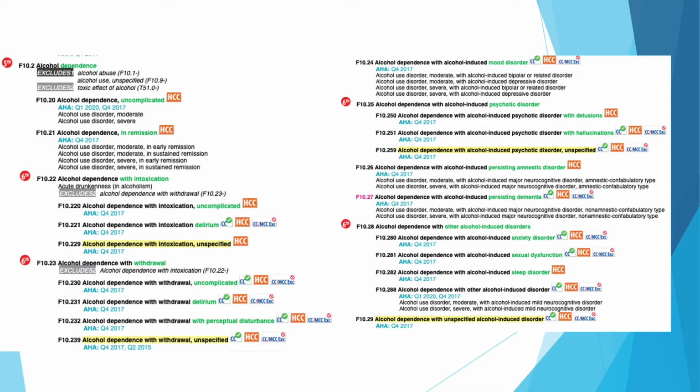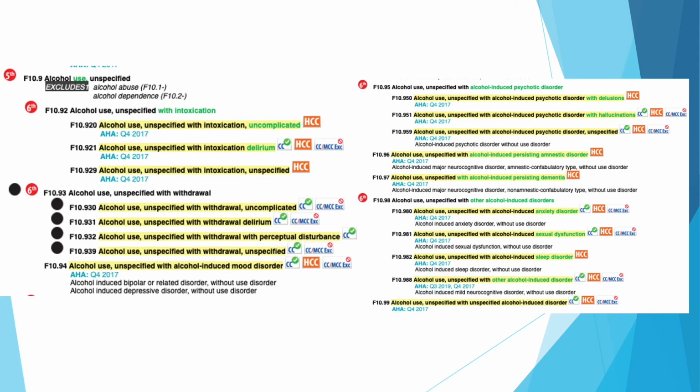And we have F10.2 for alcohol dependence. It breaks down into whether we are dealing with uncomplicated, in remission, with intoxication, with withdrawal, with alcohol-induced mood disorder, with psychotic disorder, with persisting amnestic disorder, with persistent dementia, or with other alcohol-induced disorders, or unspecified. And the F10.9s are for alcohol use, unspecified.